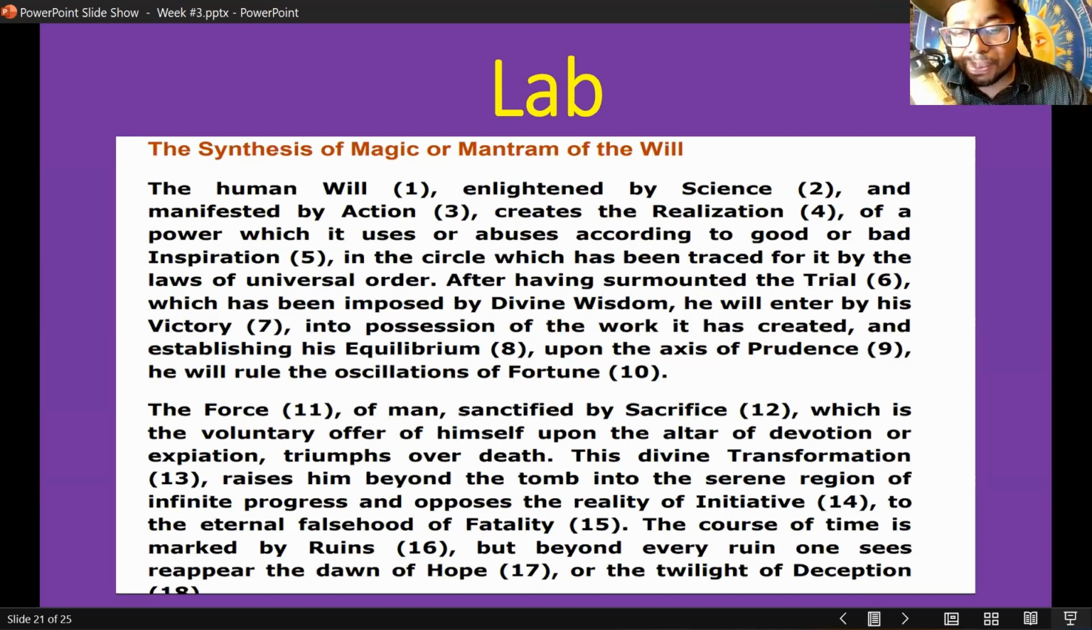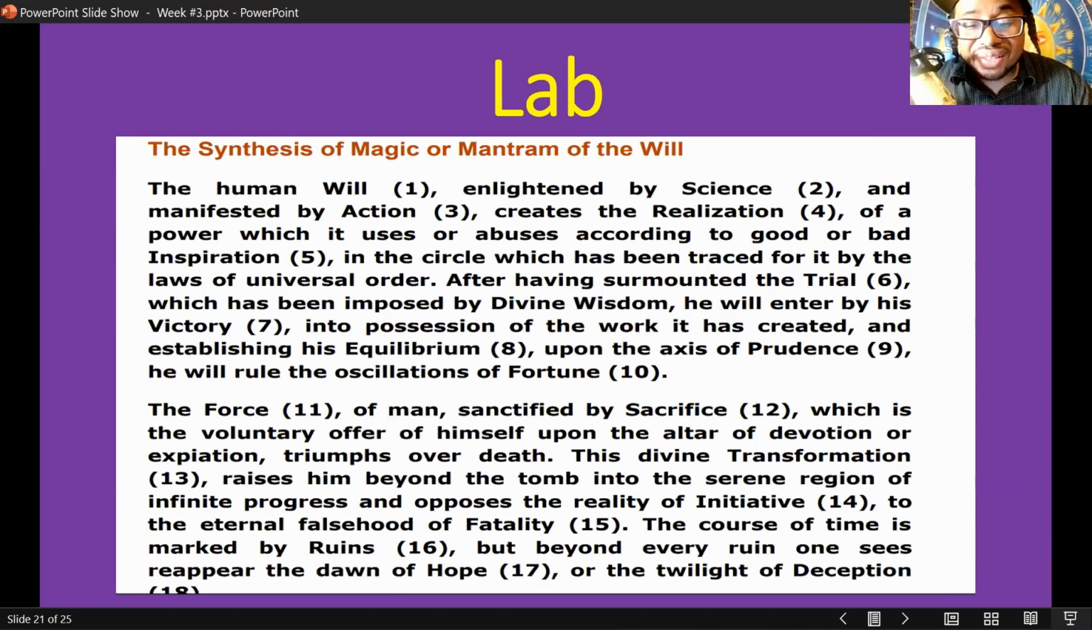Number 10. Remember, 10 is sudden change. Oscillation means to change, to turn. And so upon the axis of prudence, remember, number 9 is prudence. That's the sage. It stands for wisdom and prudence. In other words, it's telling you when he uses wisdom, then he will rule the changing of fortune. That's what it's telling you. So this is good right here.